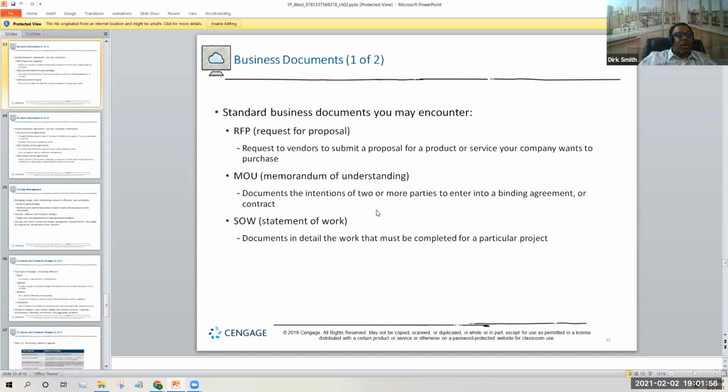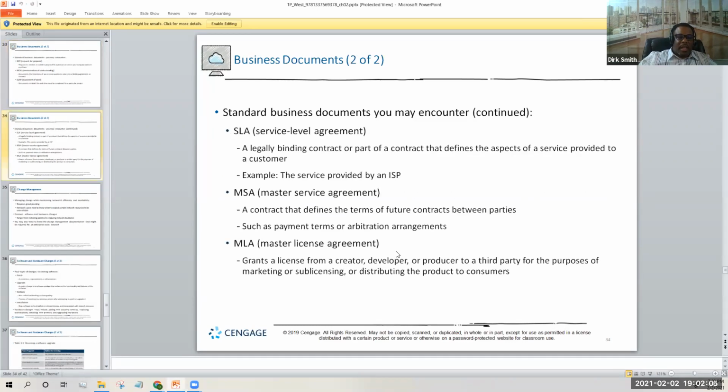Then you've got the statement of work. This document details what's going to be done on the project, and they list out everything that's going to be done. So these are some of the acronyms you're going to see. Case in point, you will see these on the quiz. So make sure you're familiar with some of these acronyms.